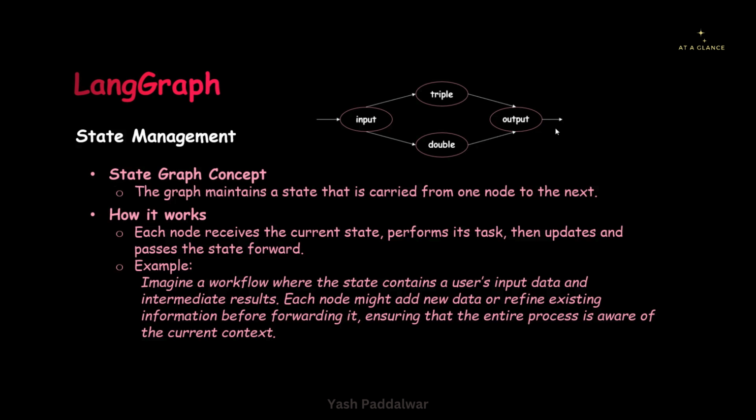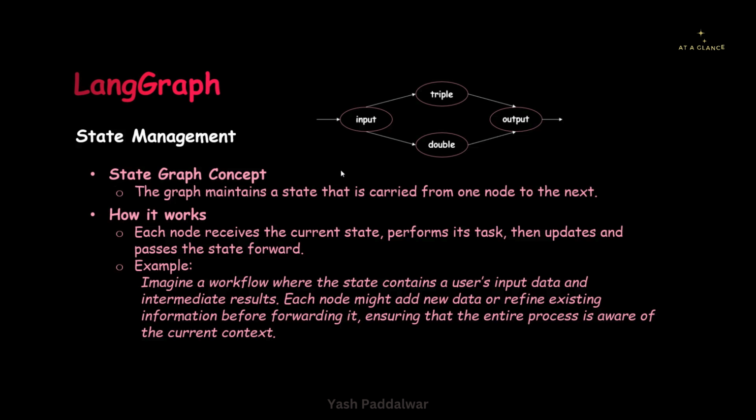If the user puts in "triple the number 10," then the graph starts. First, it comes to the input node. Since the user query contains tripling the number, it will go to the triple node and triple it. The logic of tripling that particular number gets executed over here, and it goes to the output node and the graph finally ends. So this is the scenario.